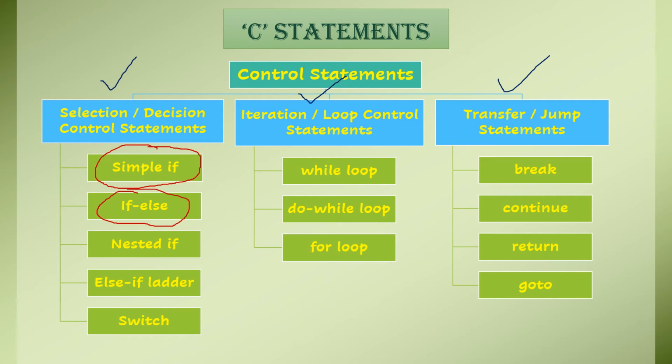Next is the if else statement. If else means if this condition is satisfied, then this part will be executed, else the other part will be executed. Nested if means if within another if. Else if ladder and switch statement are very much interrelated, meaning these two can be used interchangeably. Next we have iteration or loop control statements: while loop, do while loop, and for loop. Transfer and jump statements: break, continue, return and goto.